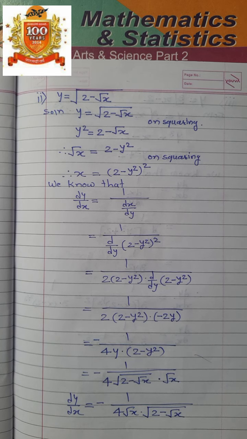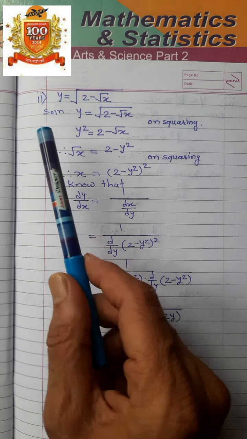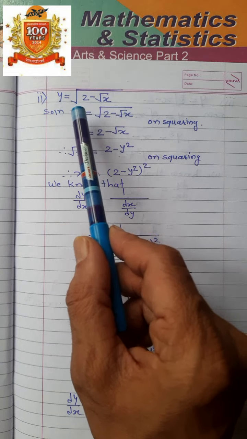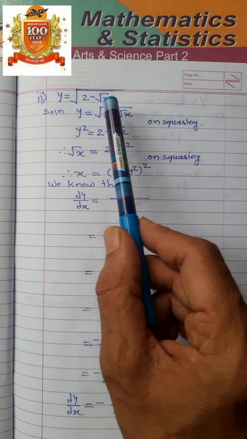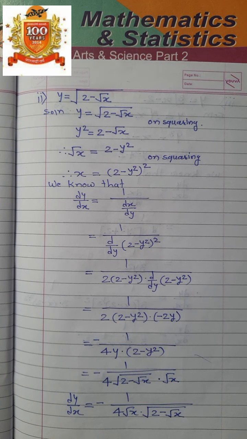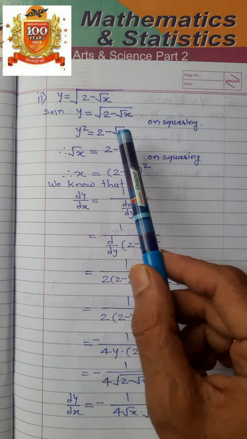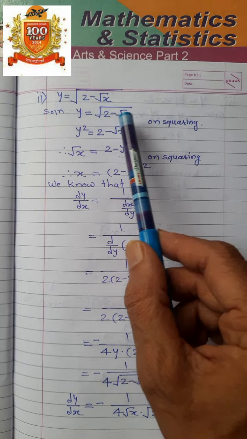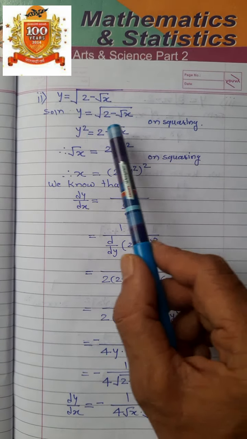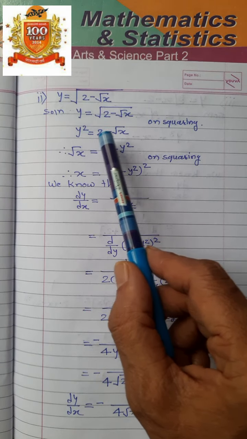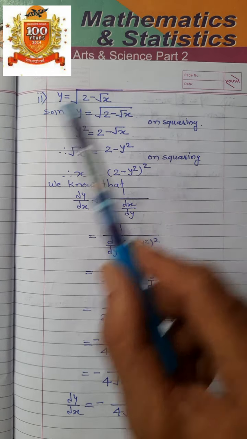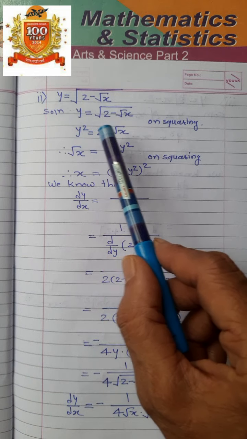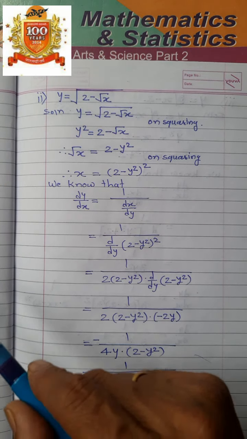Now see the second sum. Given that y is equal to square root of 2 minus root of x. Solution. y is equal to square root of 2 minus root of x. On squaring we get y square is equal to 2 minus root of x, isn't it? The square root gets cancelled by squaring. Therefore, we get y square is equal to 2 minus root of x.